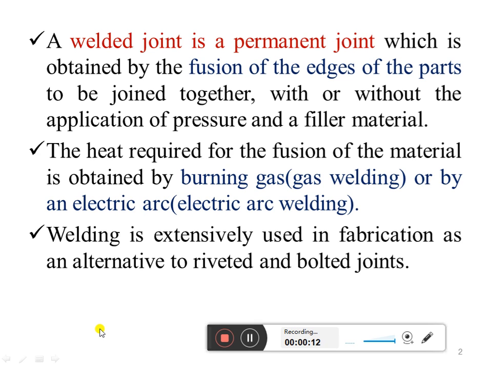A welded joint is a permanent joint which is obtained by fusion of edges of parts to be joined together, with or without the application of pressure and a filler material. The heat required for the fusion of material is obtained by burning gases, either in gas welding or by electric arc welding. Welding is extensively used in fabrication as an alternative to riveted and bolted joints. So this is the introduction of the welded joint.